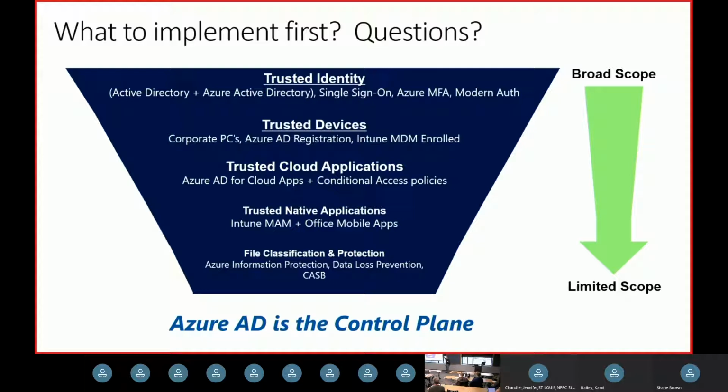Turn off basic auth and get MFA going. Very first thing, because you'll protect the most users by doing that. MFA is the best way you can protect your environment. It's the first thing you should get on. Then figure out what you want to do with devices, and then you can move from there.